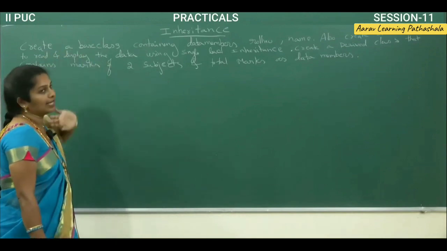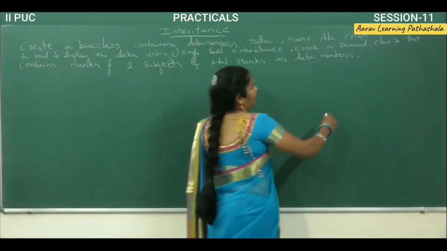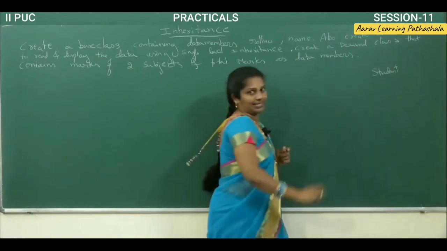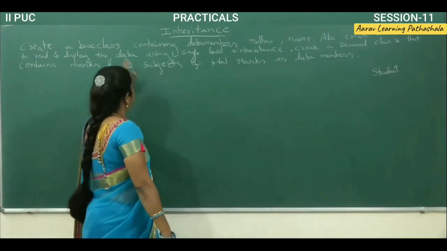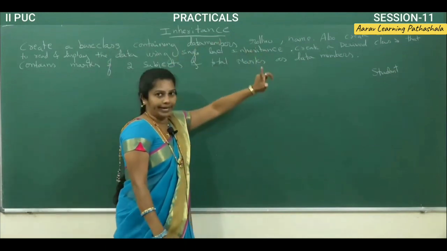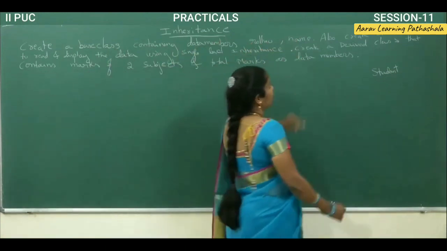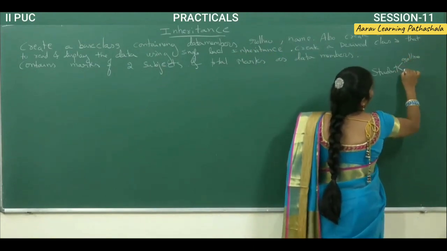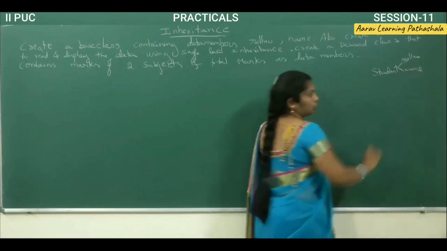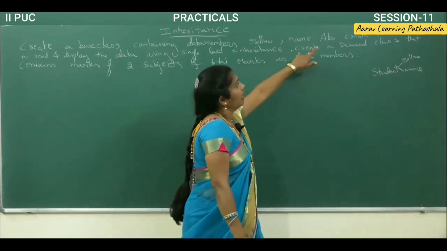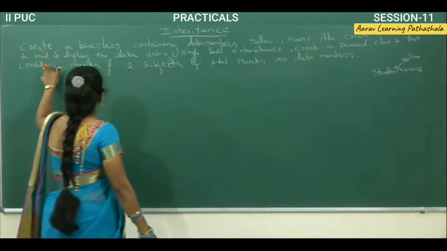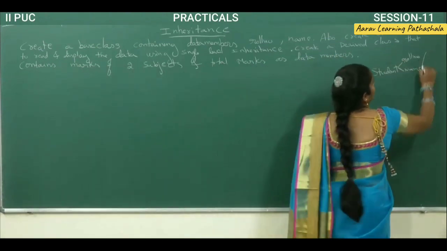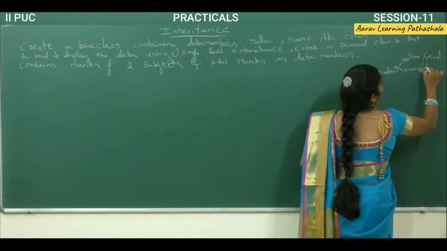From this, what exactly do I come to know? You have to create one base class. There I am going to take student as the base class. On this base class we have two data members, one is roll number and one more is name. I also create a member function to read and display whatever data members you have selected.